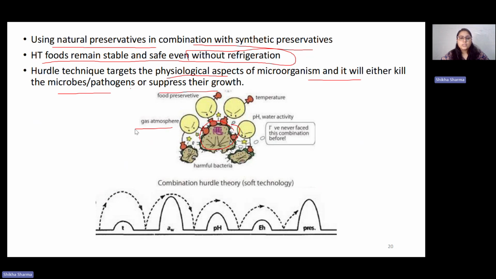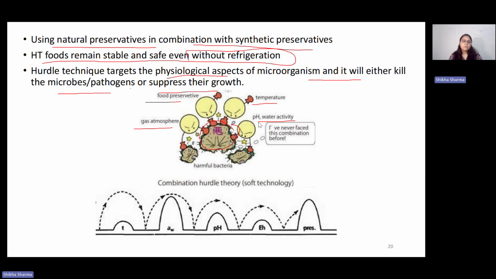So we can even have the gas, altered gas of the atmosphere, and we can have the different chemical preservatives and temperature we can apply, pH, water activity we can change. So that is going to all will going to act together and it will going to kill the microorganism because microorganisms they will not able to maintain their homeostasis because one after another there are different hurdles.